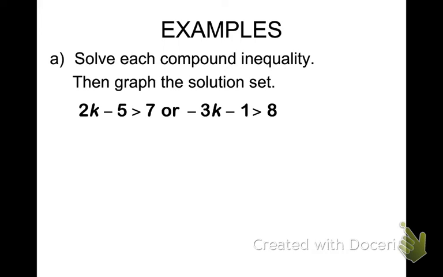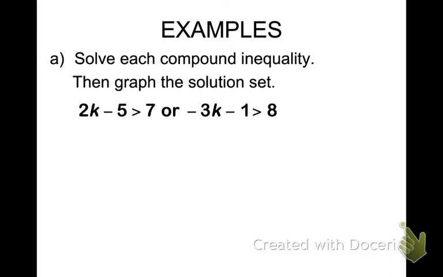So we've got two inequalities. We've got 2k minus 5 is greater than 7, or negative 3k minus 1 is greater than 8. The only thing you have to do with or compound inequalities is solve two separate inequalities. But you guys all are masters of solving inequalities, so let's work with the left one first.